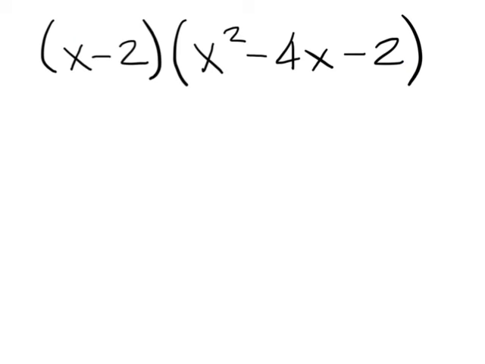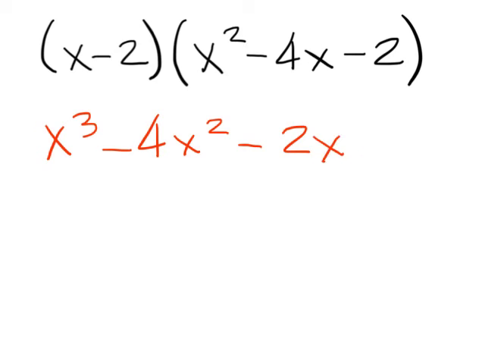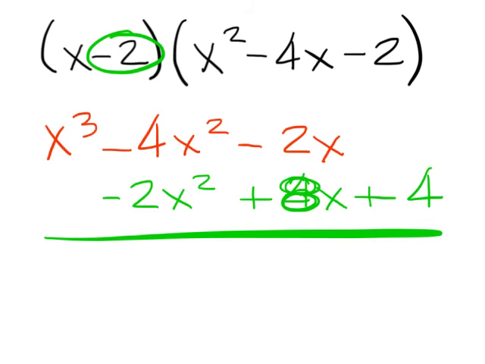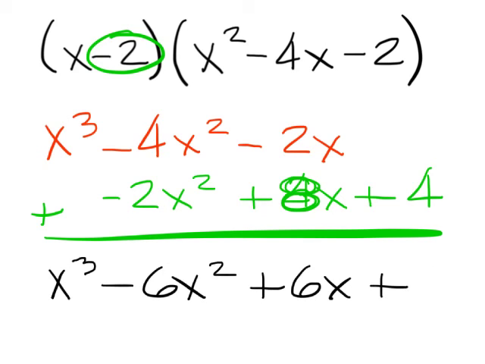For the practice problem, it starts off with x to the third minus 4x squared minus 2x, and then we go back to here and use the negative 2. So that's minus 2x squared plus 4x plus 4. No, not plus 4x, plus 8x. Yeah, plus 8x. Now we add everything together and come up with x to the third minus 6x squared plus 6x plus 4.